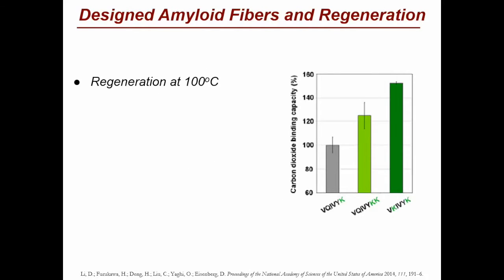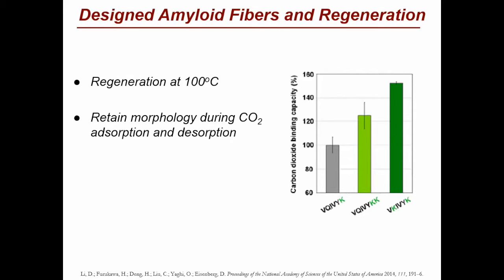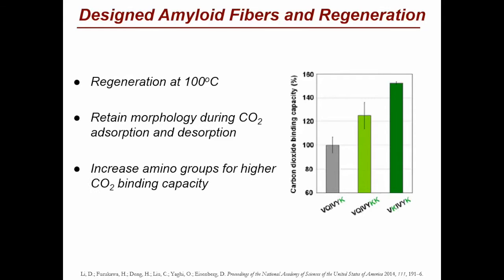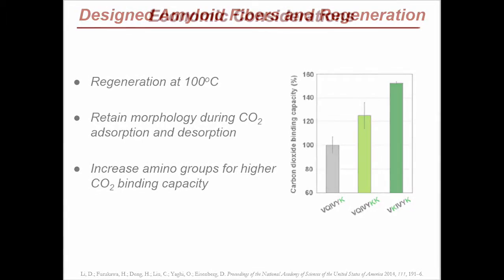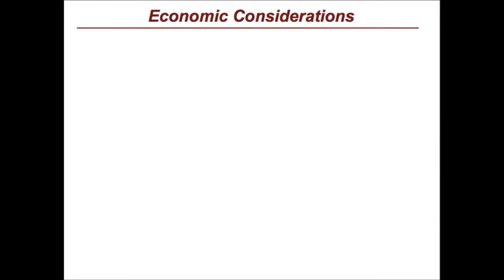For the reversal of the carbamate reaction of amyloid fiber, heating is more practical and easier. In this case, when the material is heated to 100 degrees C, the CO2 is fully released and the material is fully regenerated. And the amyloid fiber retains its morphology through absorption and desorption of carbon dioxide. Besides, amyloid fiber could be engineered, and by increasing the number of amino groups, there is a significant increase in binding capacity for carbon dioxide.